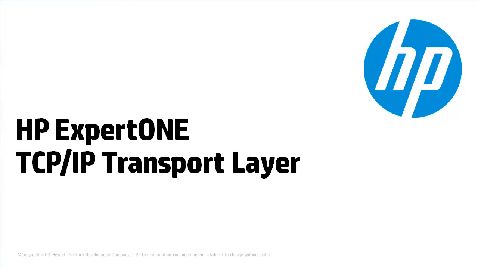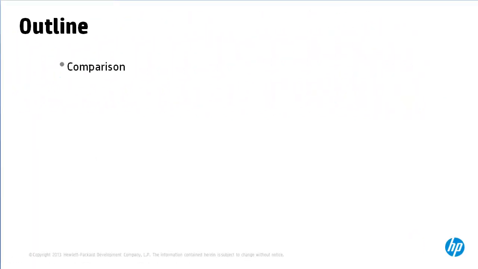In this video, we are discussing the TCP/IP transport layer with a focus on TCP and UDP, which are two protocols that reside at layer 4 in the OSI model, which are used by many higher layer protocols and applications. We're going to start off with a comparison of UDP and TCP, and I'll show you some of the differences between these two protocols.